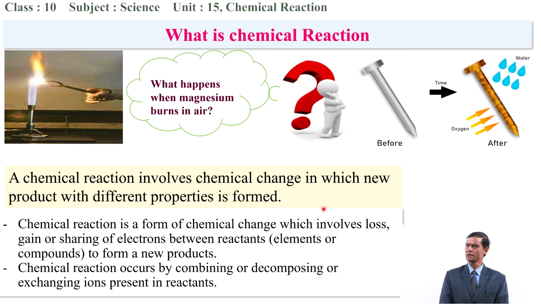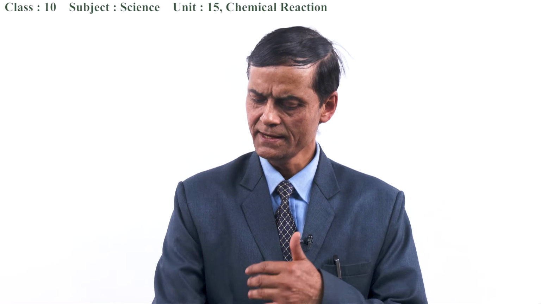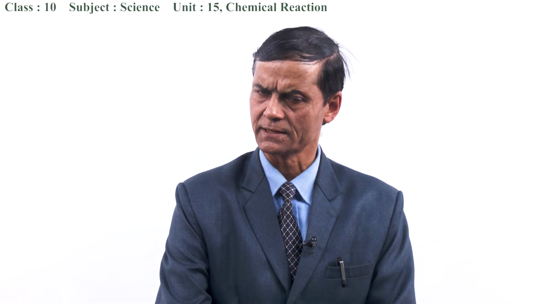So, chemical reactions occur by combining substances or reactants, or decomposing the reactant, or by exchanging the ions between the reactants. Yes, in today's lesson we are going to discuss this process of combining, decomposing, exchanging that involves the types of chemical reaction, isn't it? Dear students, what are the types of chemical reaction? Let's remember. There are some types of chemical reaction, isn't it?